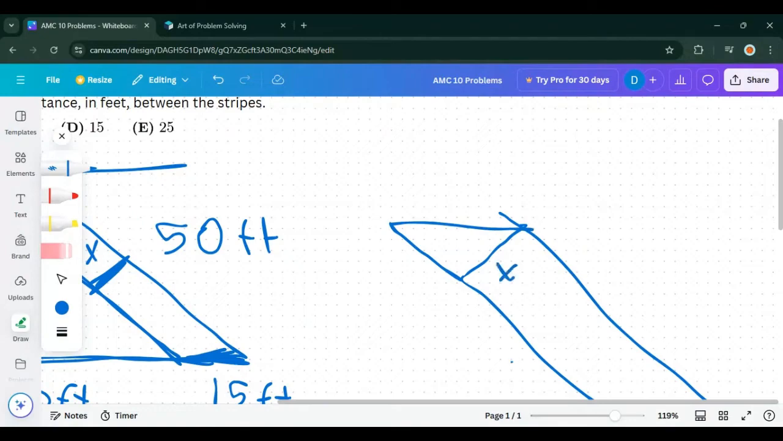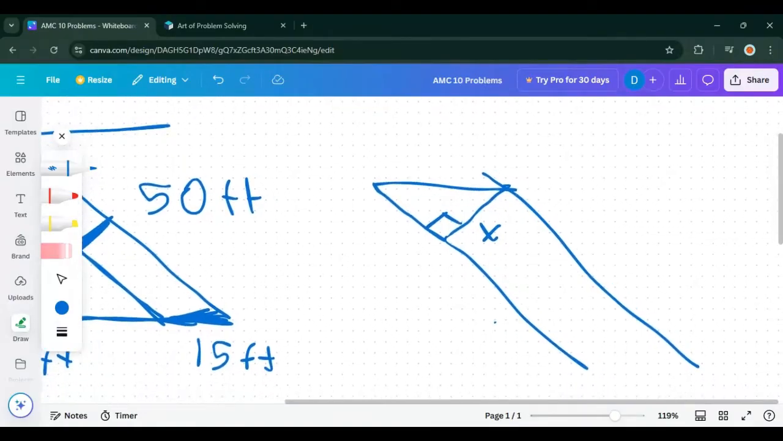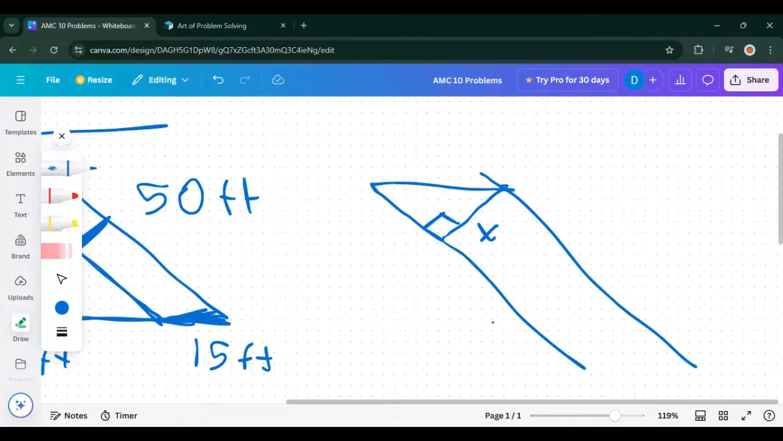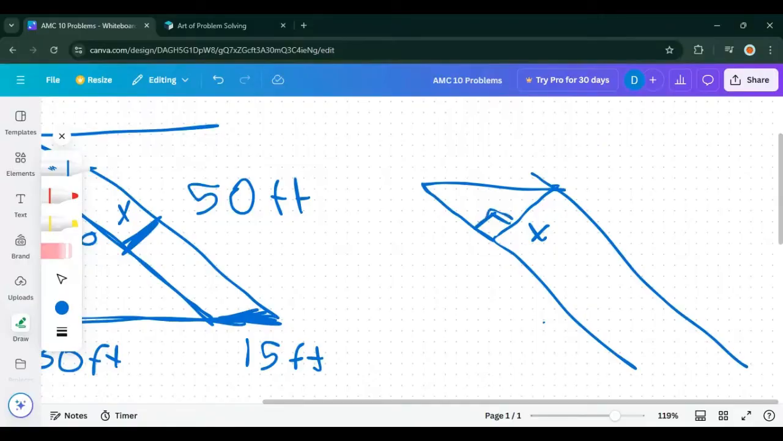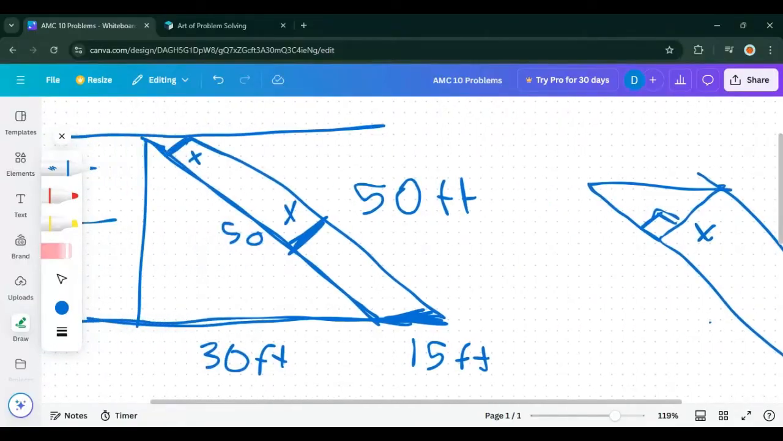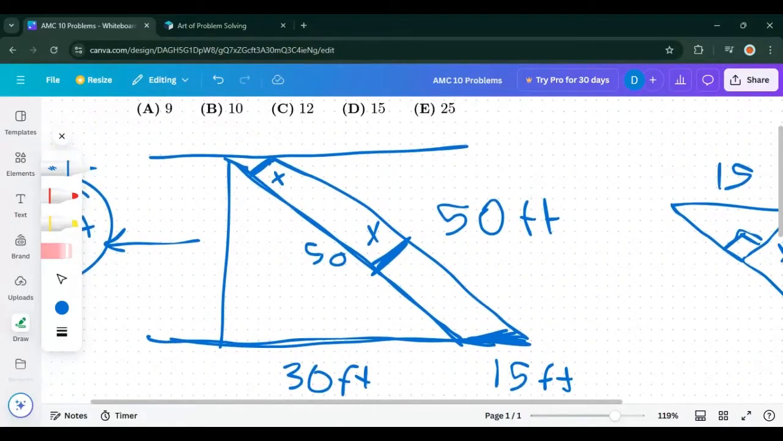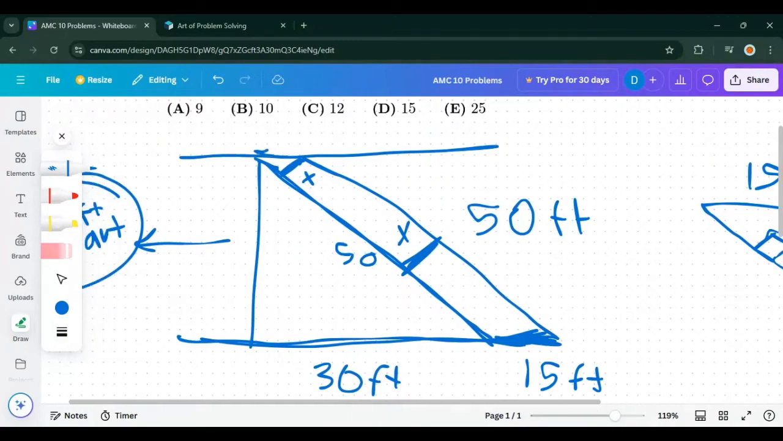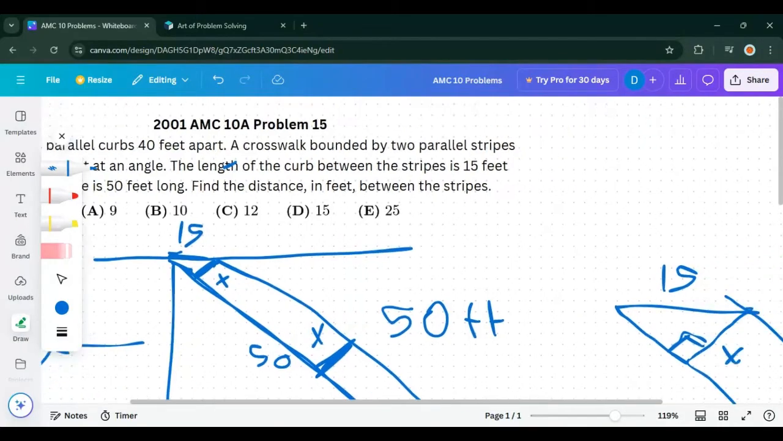And this is X. So we know that this is a right angle. The reason why we know it is a right angle is because the stripes are parallel, and if we're drawing an altitude, that means it's perpendicular, or 90 degrees. So there's a right angle right here. And we also know that this is 15, just like we could have drawn this 15 up here as well. It says the length of the curve between the stripes is 15 feet. So we know this is 15 for sure.